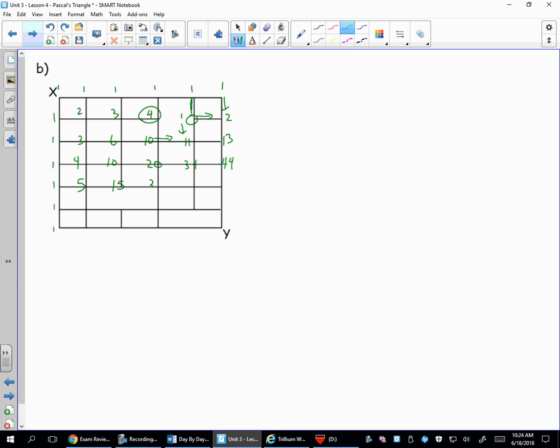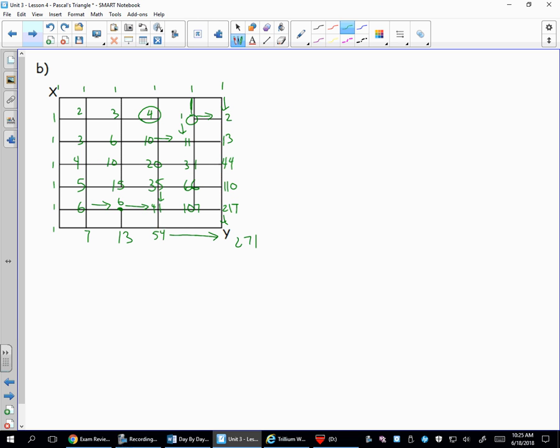5, 15, 35, 66, 110, 6. Ooh, I can only get here from that spot, so 6. But I can get to the next one from either of those, so 41, 107, 217. And then my last row, I got 7, 13, 54. I have to go from here and here combined, and that gives me 271. And that's how we can use Pascal's triangle to solve some path problems.